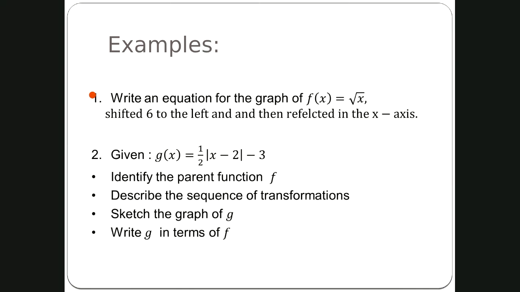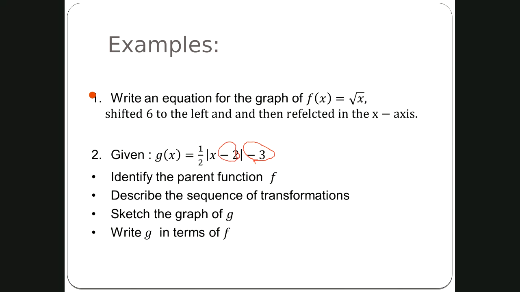All right, there are more examples there. You can see that I say identify the parent function, which is just the absolute value of x, and describe the sequence of transformations. There you see 2 unit shifts to the right. You see 3 unit shifts downward. So this is a 3 unit shift downward, and 2 unit shifts to the right.